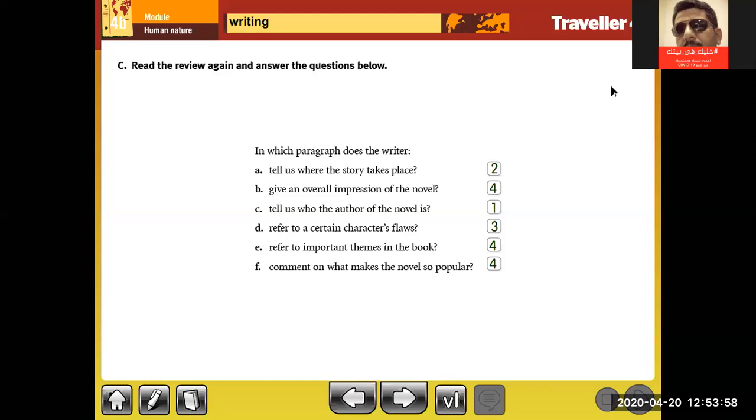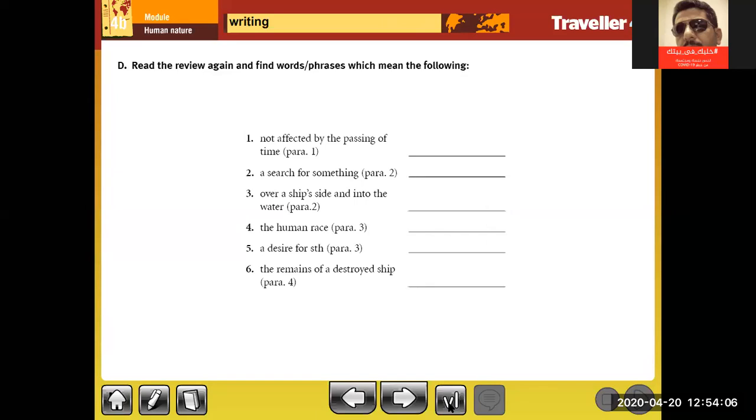Okay, thank you, Muaz. Let's move to exercise D, the last part, guys. I want you to try to find these words in the lesson. D, read the review again and find words or phrases which mean the following. Try to find these words in the text.